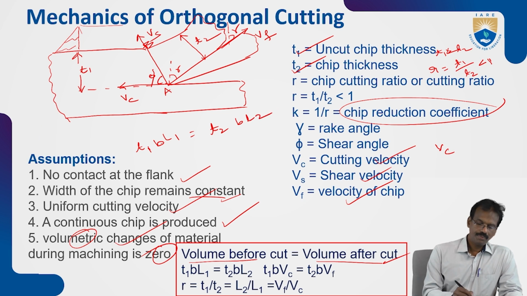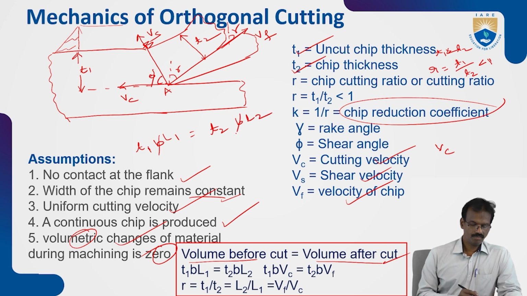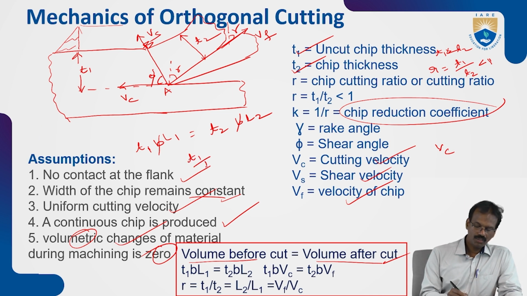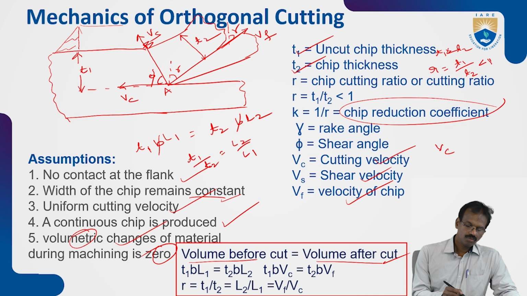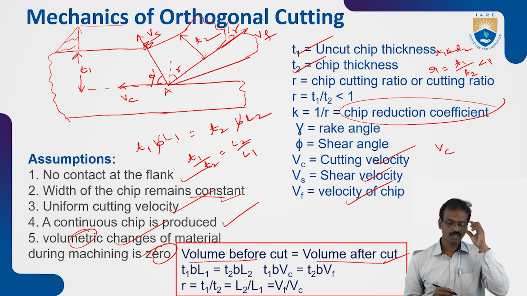Based upon the assumption that the width of the chip remains constant, B will be cancelled. Then T1 by T2 is equal to L2 by L1. This is one ratio. If you know the chip thickness ratio, you can find out the length before cutting and after cutting also.